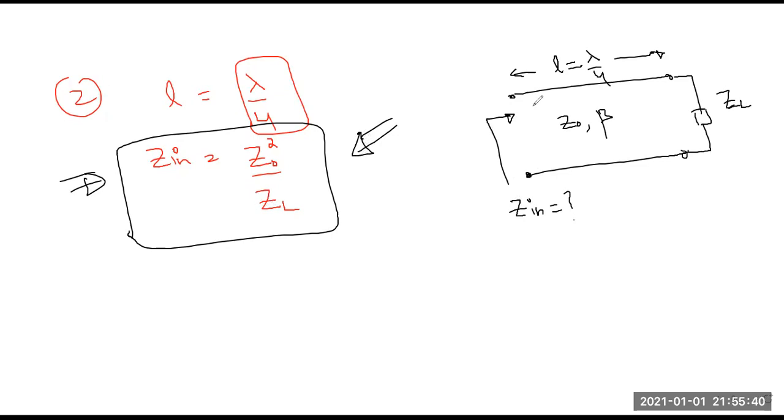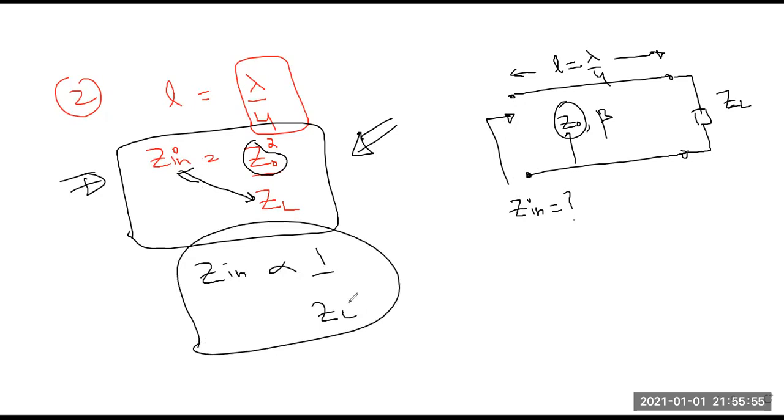If you look at this, Z naught is a constant. This is the characteristic impedance of the transmission line. So what is the relationship of Z in and ZL? This is the behavior. At the input, the impedance will be proportional to 1 over ZL, and if ZL is impedance, 1 over ZL we call admittance. You can say that load impedance gets transformed into load admittance.